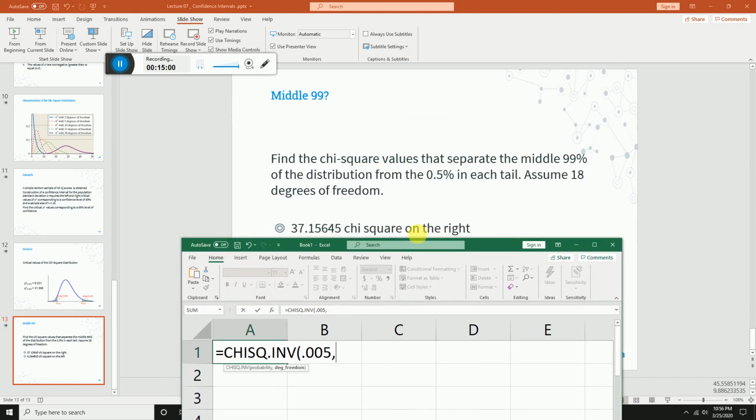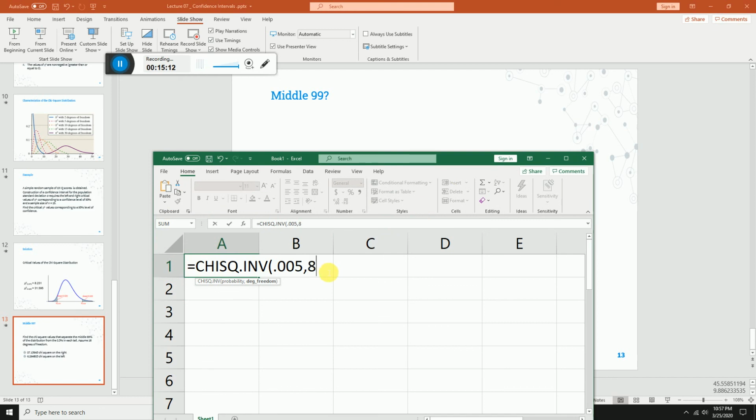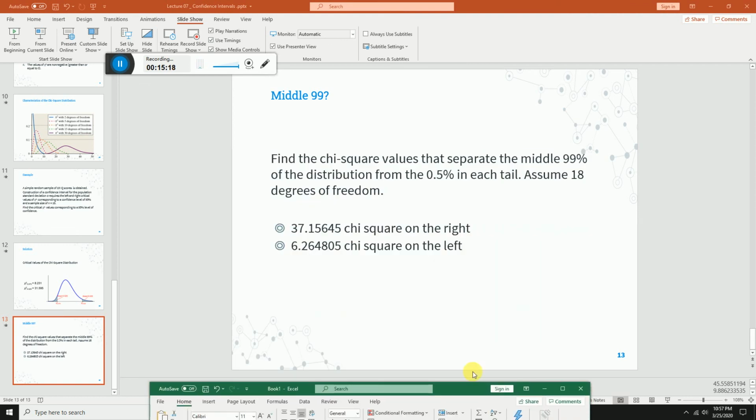And in this problem, they've given us the degrees of freedom. So you've got to watch out for that in the homework. Sometimes they'll give you n and you have to do a 1 minus. Or sometimes they just give you the degrees of freedom directly and there's no more math to do. You just type in there 18. So this is the value for the left, and we can see that it matches the one from the slides.